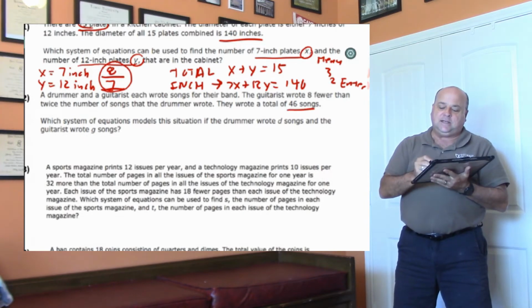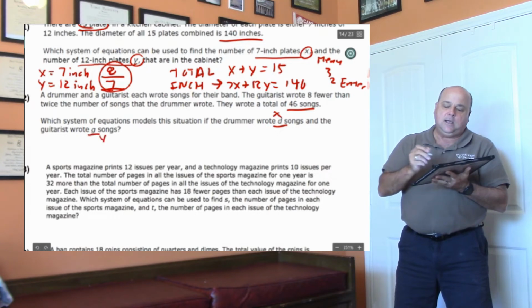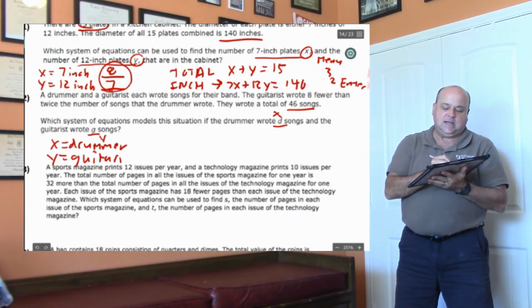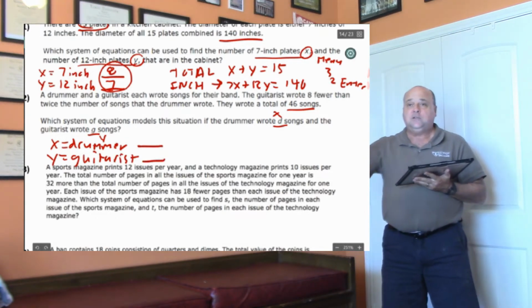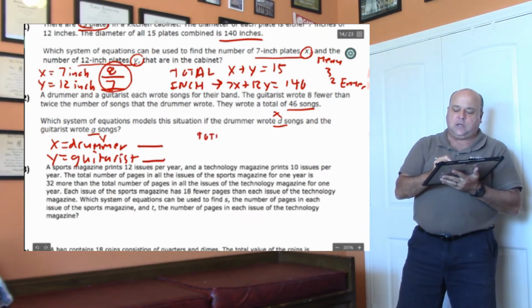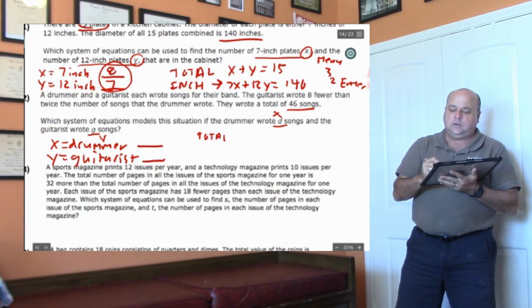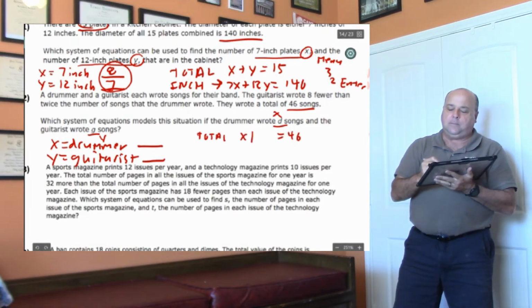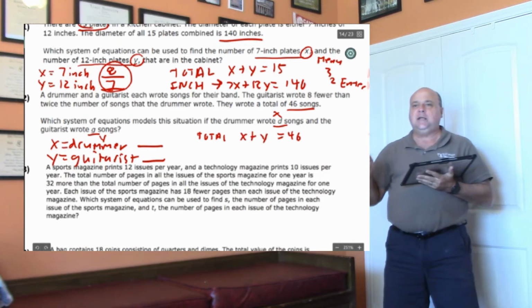Now on this one they say the drummer is D and the guitarist, but let's make this X and Y. So X will be the drummer and Y will be the guitarist. We're going to type this in and get the answer. Put blanks, that's where our answer will go. So we're going to write down the total number of songs, and the total number of songs is 42. How do you get the total number? You add them up. So that's usually an easy equation.